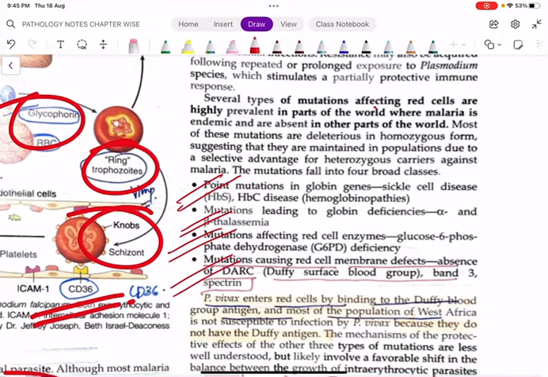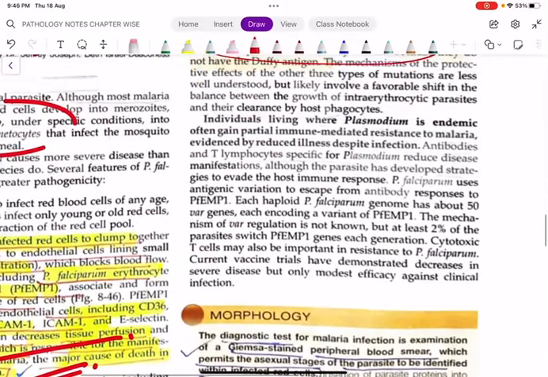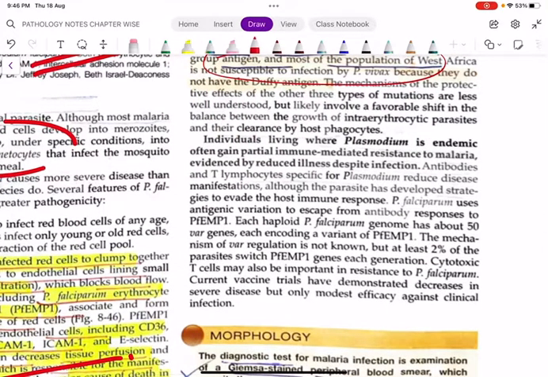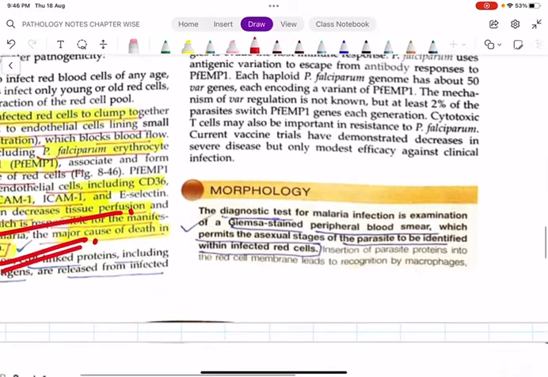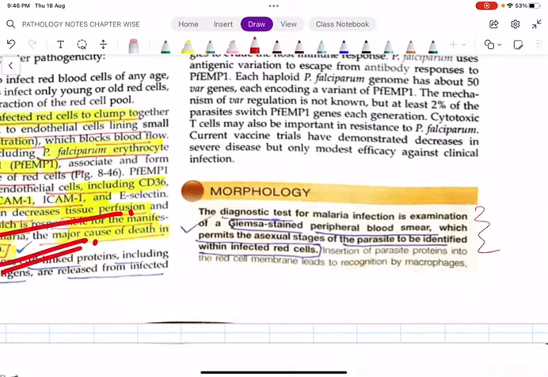Duffy group means if the Duffy group is negative, if the Duffy group is not present, they will be protective against Plasmodium vivax, because Plasmodium vivax enters the RBC by binding to the Duffy blood group antigen. Fine? Yes. So these are the most important things regarding the life cycle and the pathogenesis. Remember PfEMP1, CD36, ICAM, BCAM, selectins. Okay, yes. MCQ purpose.